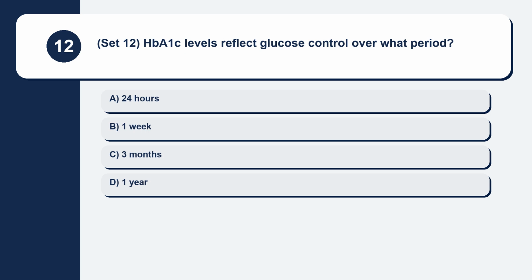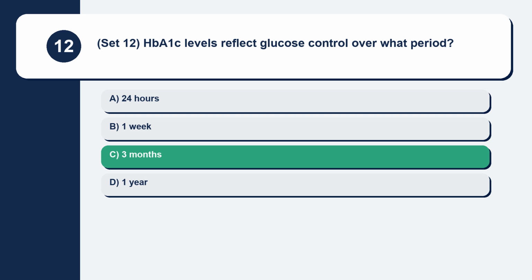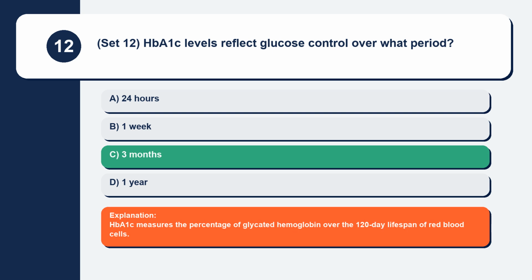Question 12, Set 12. HbA1c levels reflect glucose control over what period? 24 hours, 1 week, 3 months, 1 year. HbA1c measures the percentage of glycated hemoglobin over the 120-day lifespan of red blood cells.